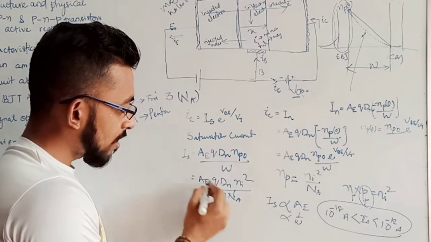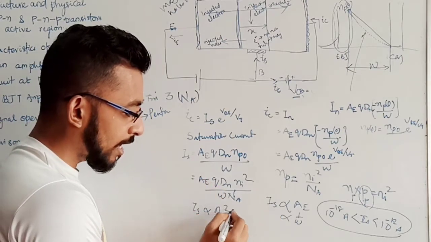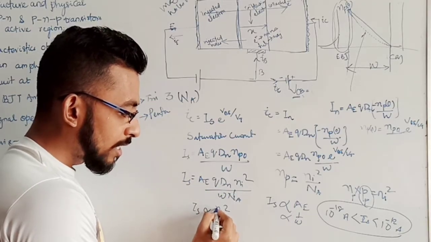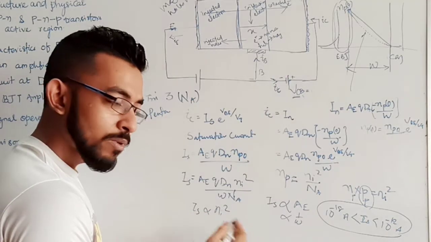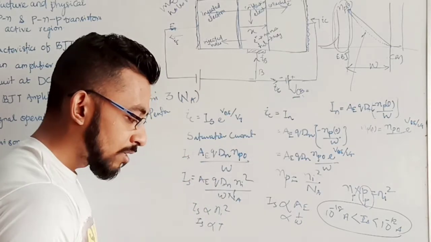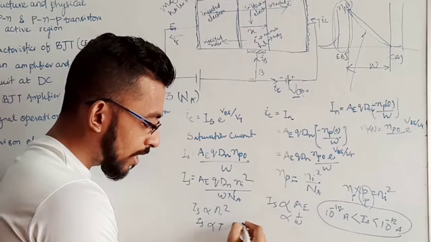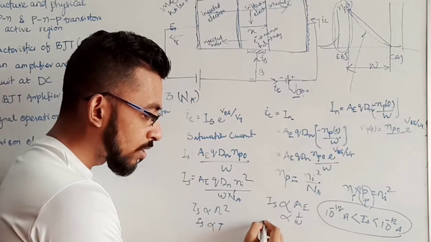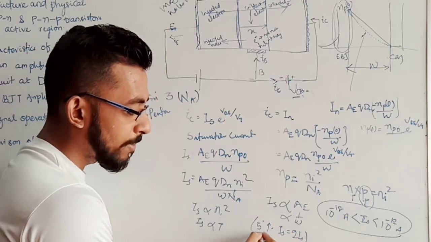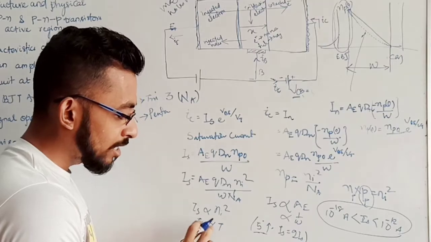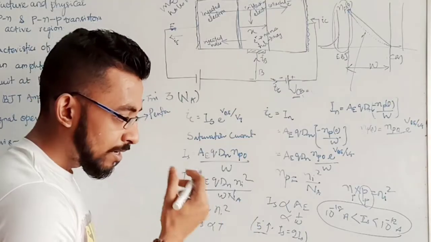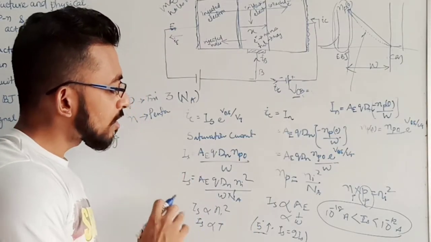Also, you see here our Is is directly proportional to Ni square. What is Ni? Ni is the intrinsic concentration, which depends upon temperature. We read earlier that the Ni value depends upon temperature. It means my Is value will also depend upon temperature. I also told earlier how our Is changes with temperature: with every 5 degree rise in temperature, my Is value doubles. As the temperature increases by 5 degrees, my Is value will become double. So this is the collector current.